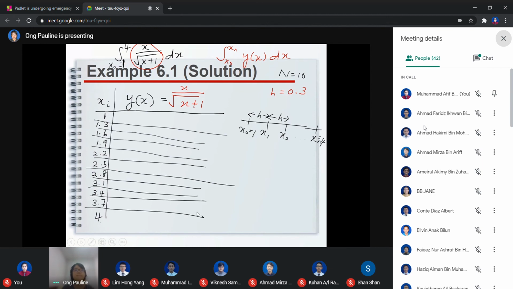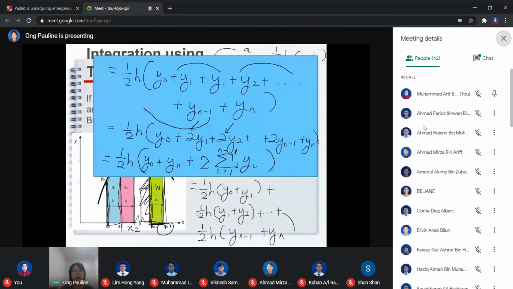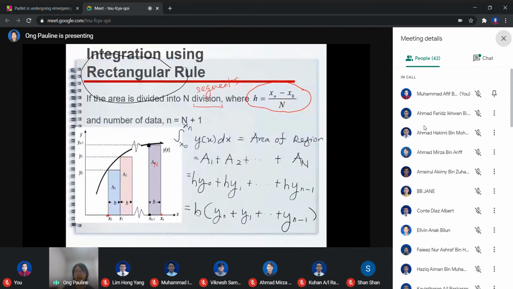Okay, so let me go back to the trapezoidal, so for the rectangular rule. For the rectangular rule, y0 means the value of y when x is x0. What is y1? y1 means the value of y when x is x1.